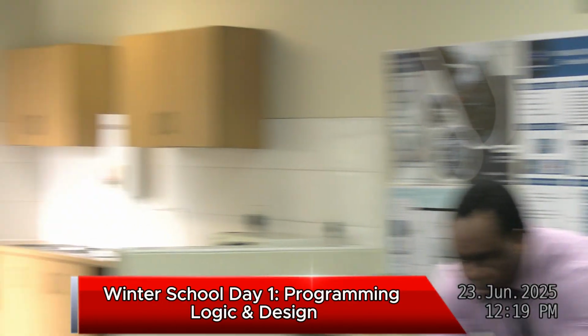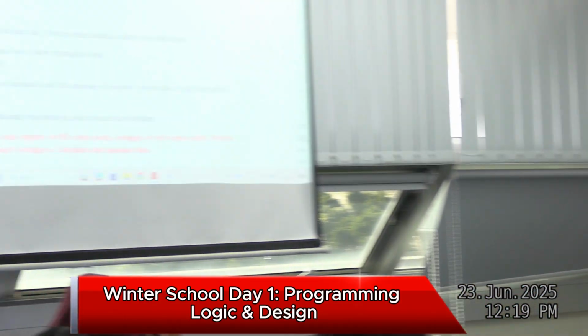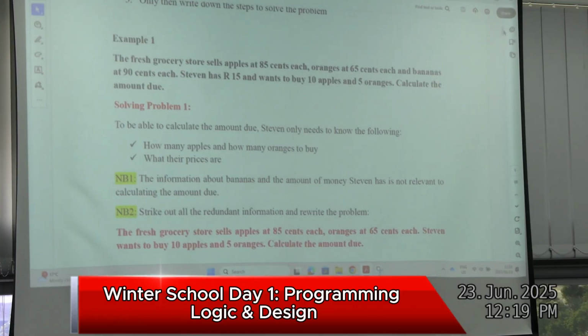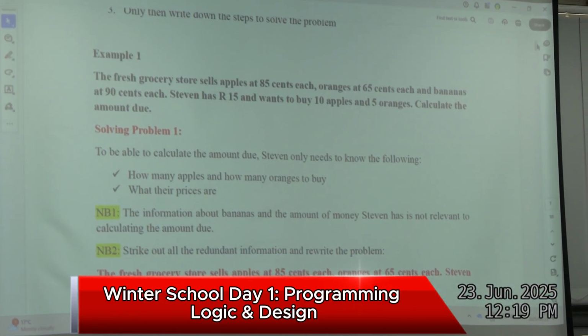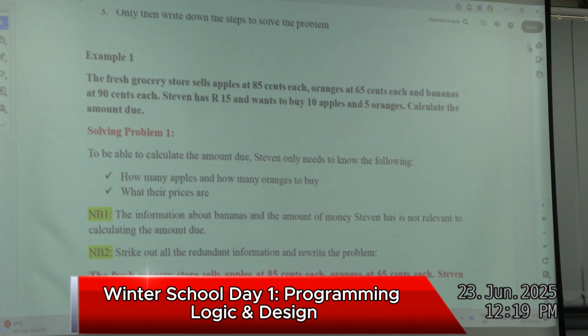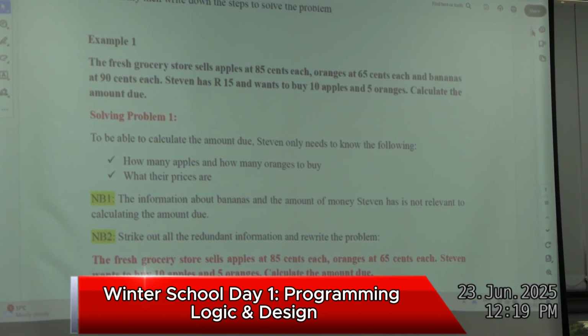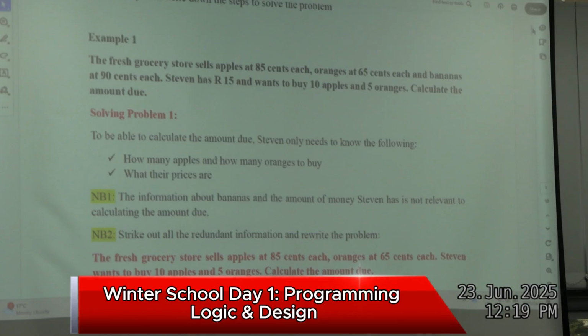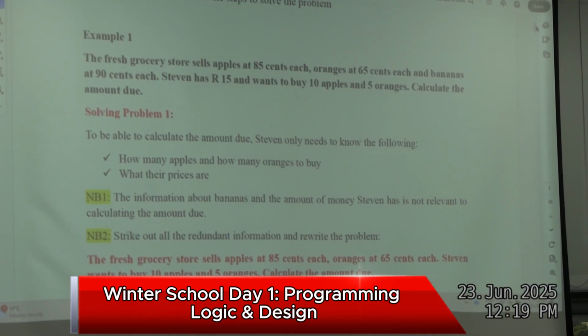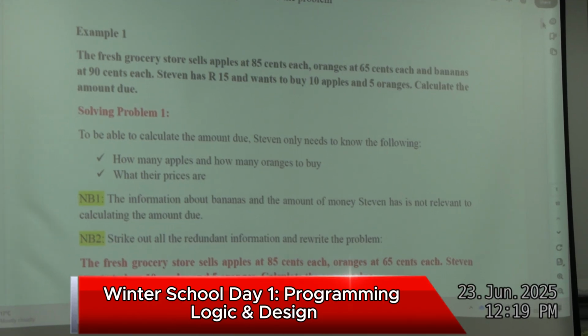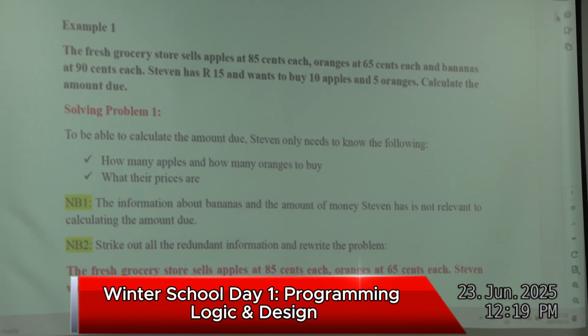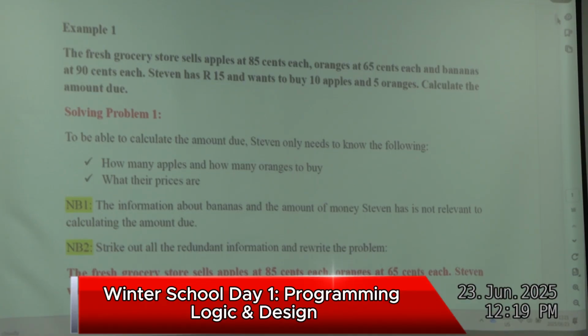Now, we have here a first problem, example 1. The problem says this: the Fresh Grocery Store sells apples at 85 cents each, oranges at 65 cents each, and bananas at 90 cents each. Steven has 15 rand and wants to buy 10 apples and 5 oranges. Calculate the amount due. That is a problem. You've been given a problem that you have to solve.